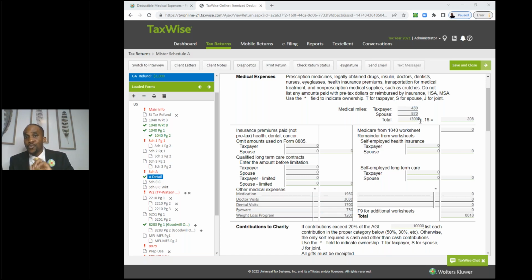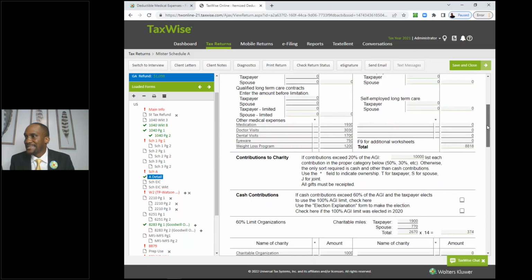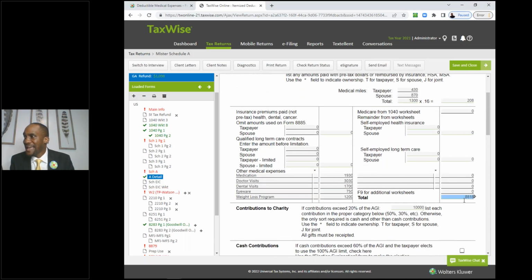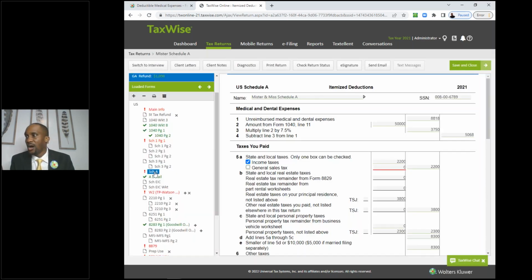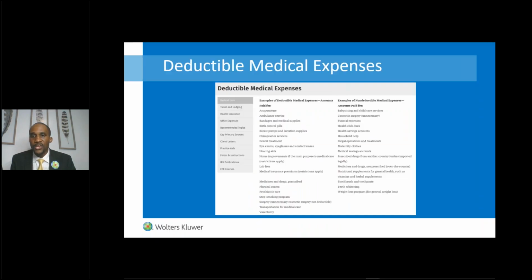Now, in 2021, the medical mileage was 16 cents a mile, right? I'm going to show you something in just a few seconds that changed last week. But as you can see in my example, I've got about $8,818 in medical expense deduction, right? And that definitely plays a significant part on the actual Schedule A. Now, it's not going to work with every client, but unpeeling the onion and asking these additional questions is highly important for you. All right, so let's look at this.